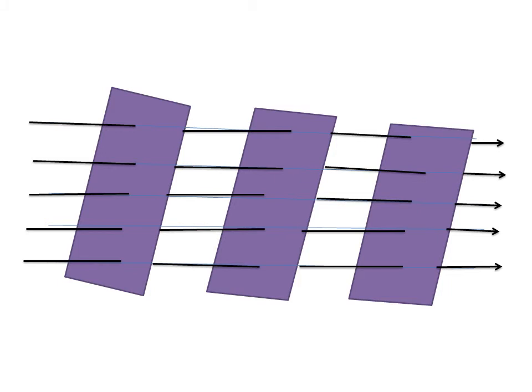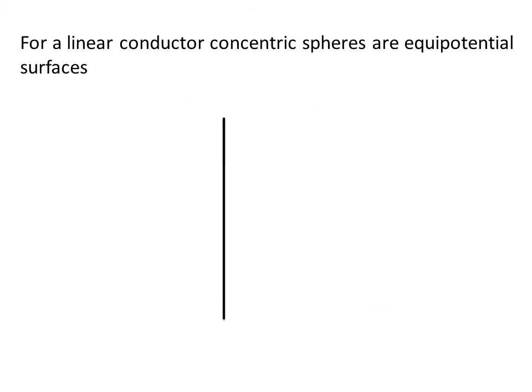Again, we have another plane at a few centimeters away from the second plane. This plane is also normal to the field lines. So this is another equipotential surface. So we can say that in the case of uniform electric field, planes normal to the field lines are equipotential surfaces. So let us consider the case of a linear conductor.